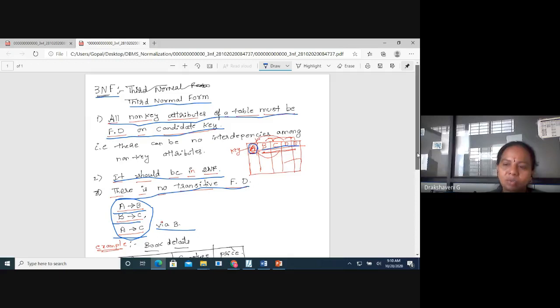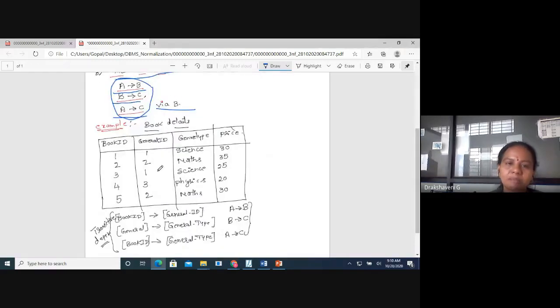Okay, so let us take one small example. In this example, we have a book table, Book details. Then we have book ID, genre ID, genre type, price. We write values for book ID, for genre ID, and the types of subjects: science, math, physics, maths. And the prices of these books.